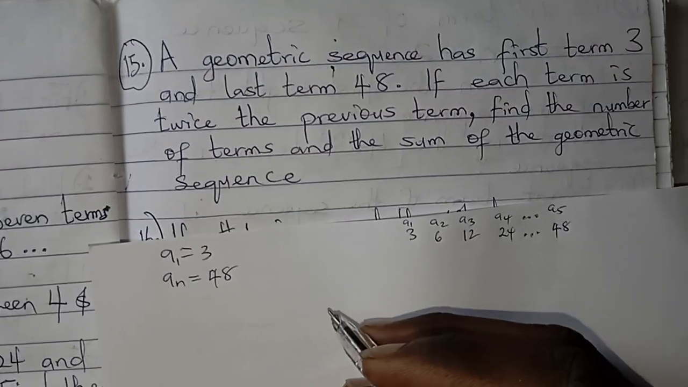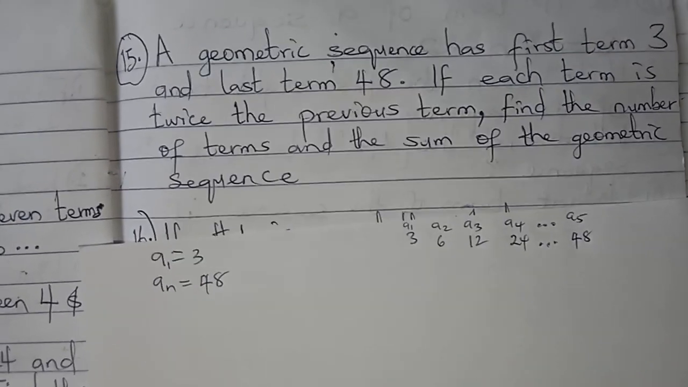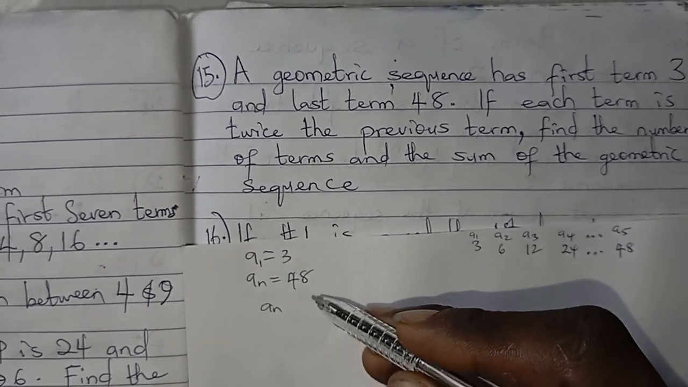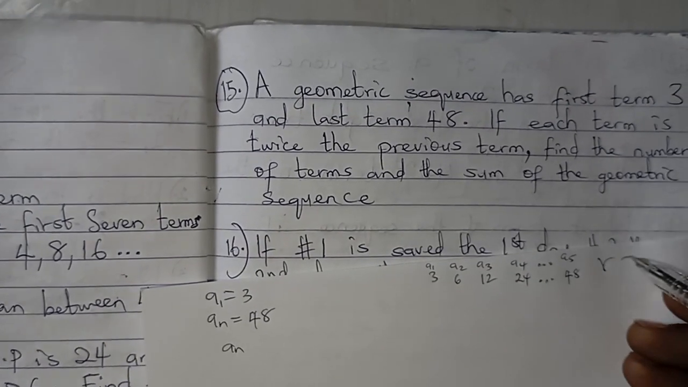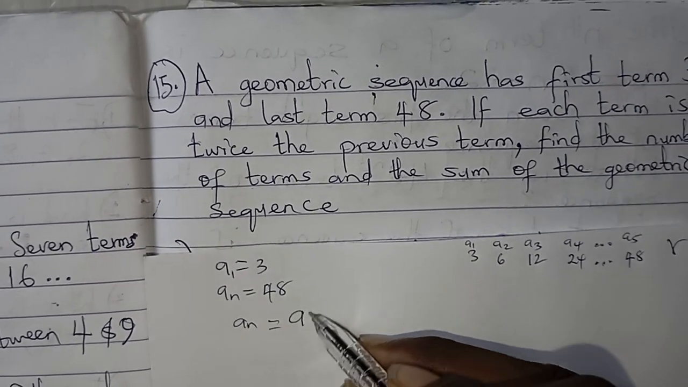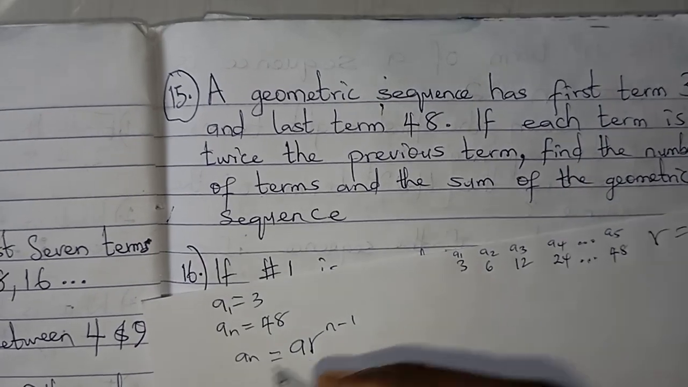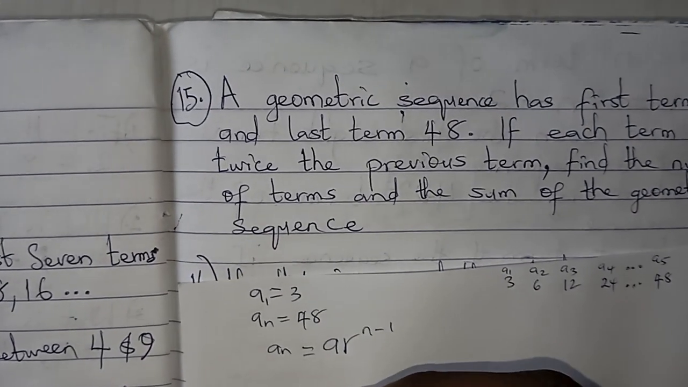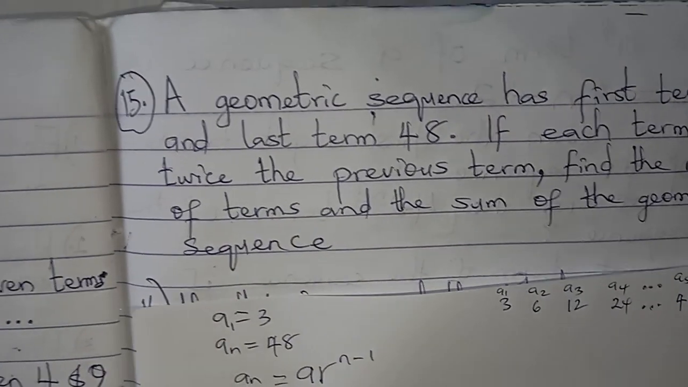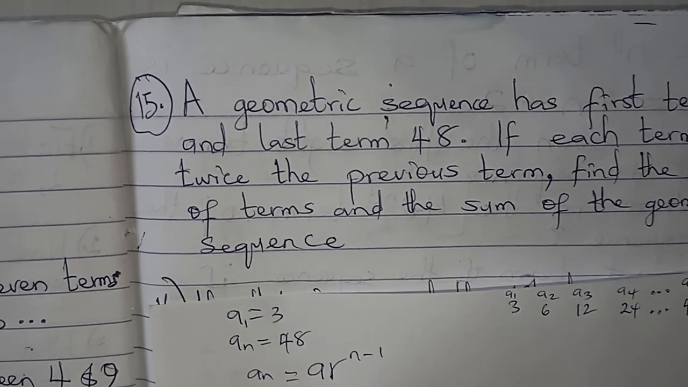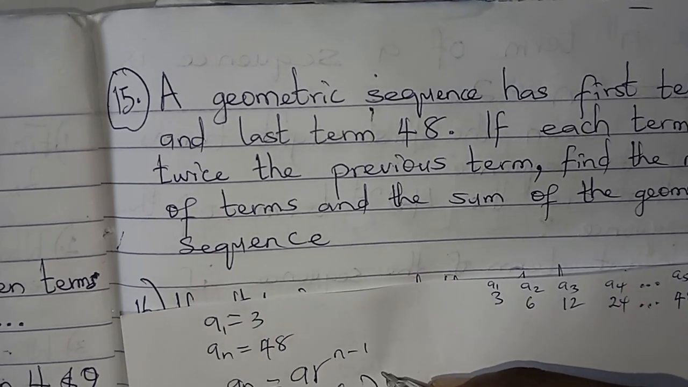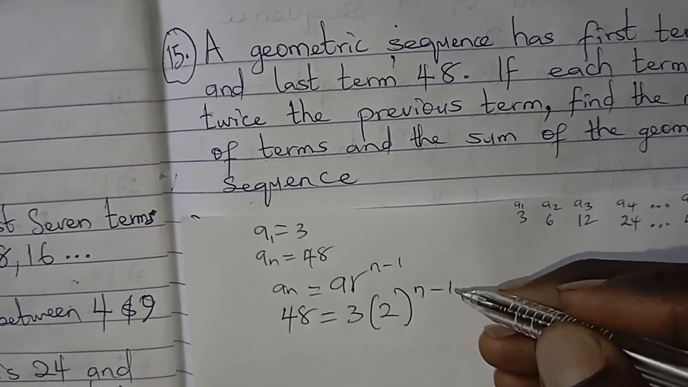So the minute I know this, remember that for a geometric progression, r is equal to 2. That's what this simply means. So remember that An of a geometric progression is a r raised to n minus 1. They say we should find the number of terms and the sum of the geometric progression. So that means 48 is equal to 3 into 2 raised to power n minus 1. That's what it means.